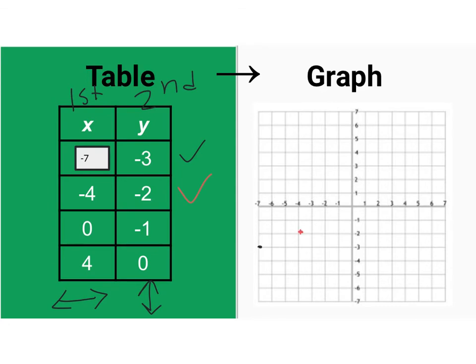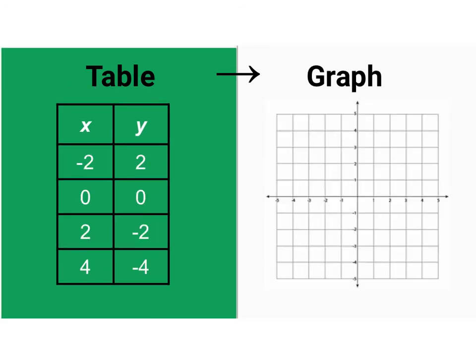Then I have 0, -1. 0 means I'm not gonna go right or left, I'm just gonna go up or down. So I'm gonna go down to -1. And then our final ordered pair of 4, 0. So this time I am gonna go right 4, but I'm not gonna go up or down.